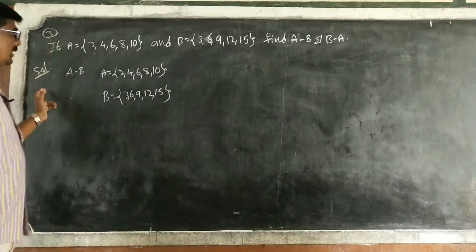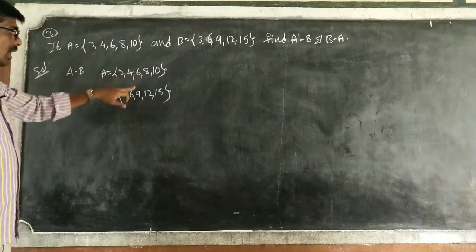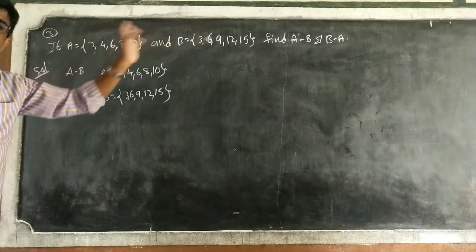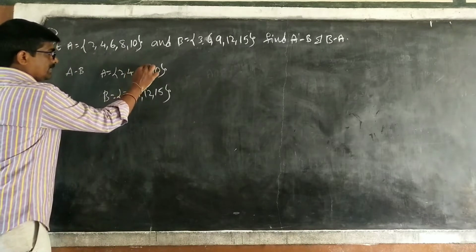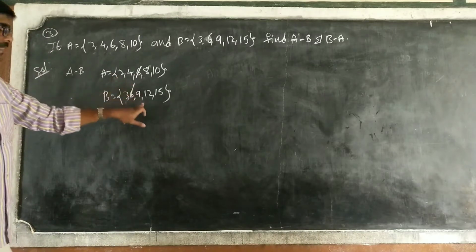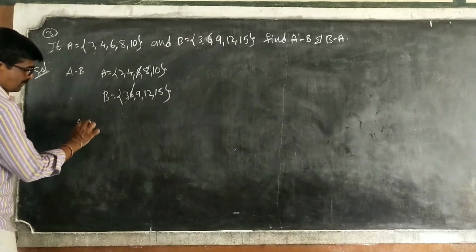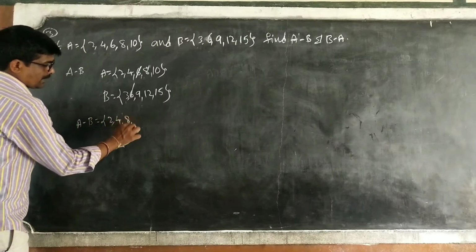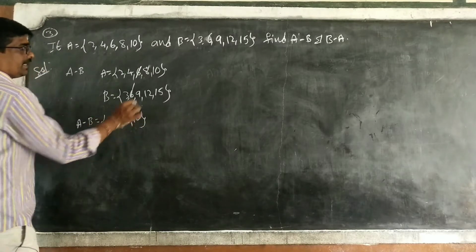A minus B means we have to remove the common elements of both sets, then take the remaining elements of set A. Here 6 is in both, so you have to remove 6. Is there any other common element? No. Therefore, A minus B is equal to {2, 4, 8, 10}.